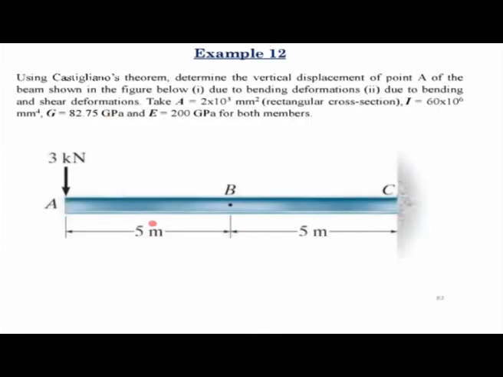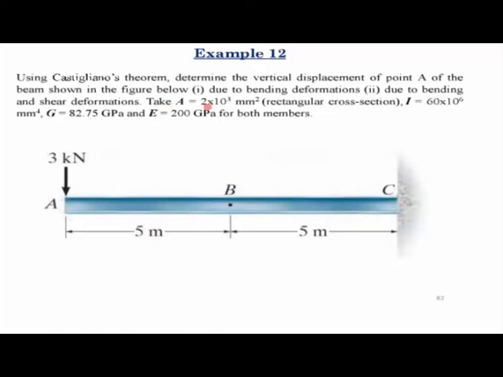So what we have is again that cantilever beam with a load of 3 kilonewtons at this point. Now what we will do is use Castigliano's theorem to calculate the vertical deflection or displacement of point A of the beam due to bending deformation, and in the second step we'll consider bending as well as shear deformations.